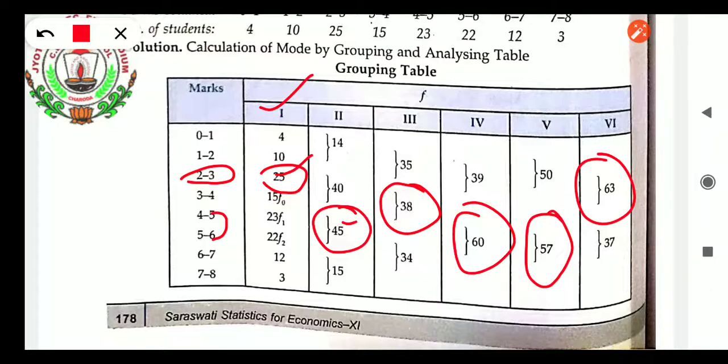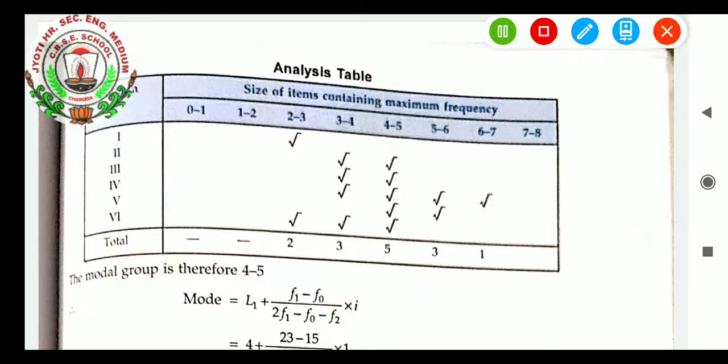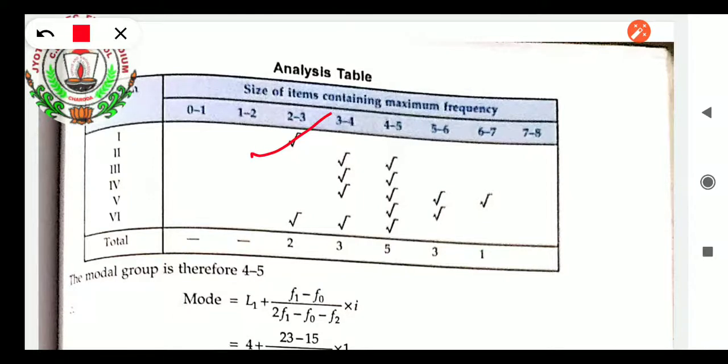Let us see. First column 2 to 3 must be ticked. Second column 4 to 5 and 5 to 6 must be ticked. Why did I say that? Because 2 to 3 we got in the first column. The next column rule was adding up the 2. So how did we get 45? By adding up 2 class intervals' frequencies, that is 4 to 5 and 5 to 6, we got 45. So let us see how we have underlined. See, 2 to 3 in the first column is underlined, and the next column was 3 to 4 and 4 to 5. So it is underlined in the second column line, 3 to 4, 4 to 5.